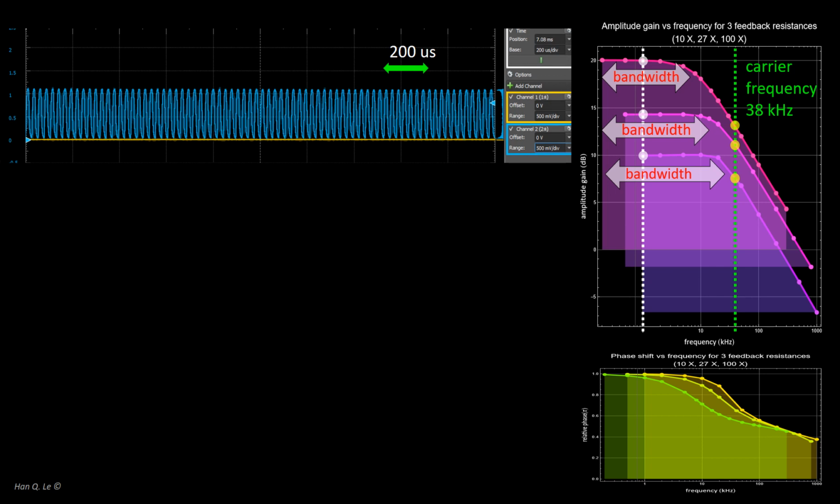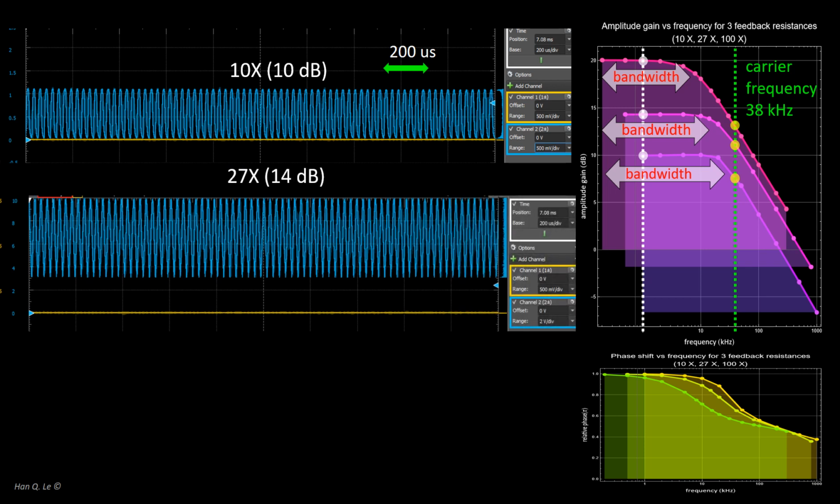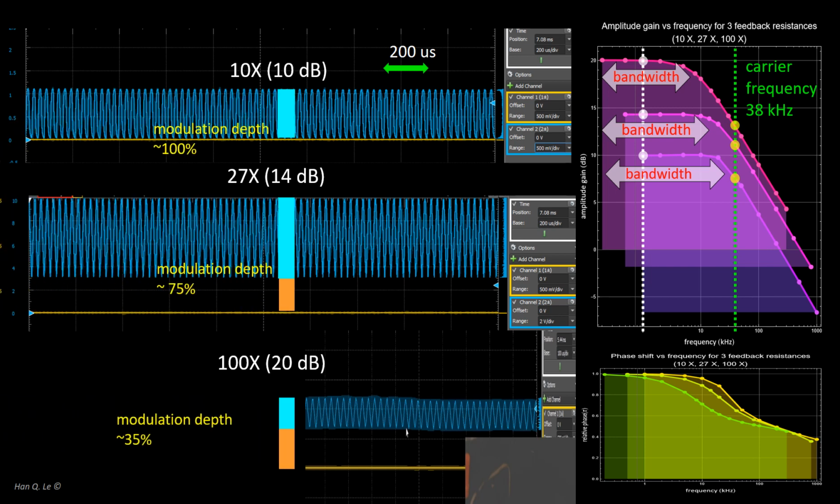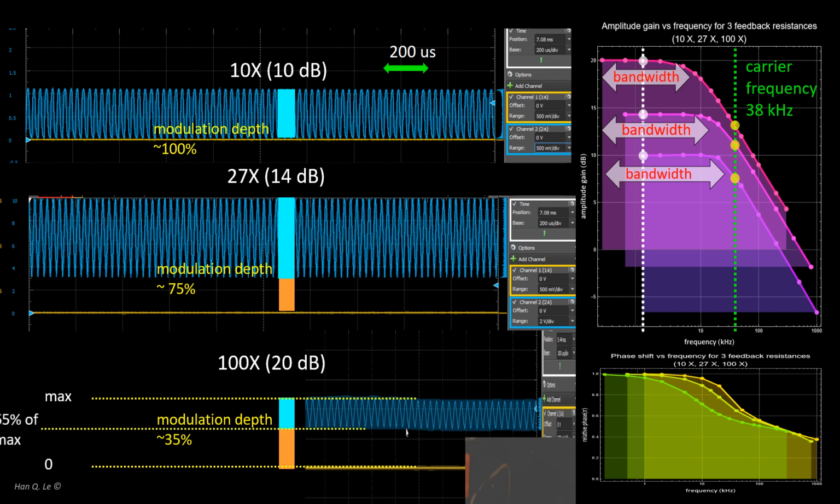Here are the carrier modulation signals for 10 dB gain, 14 dB gain, and 20 dB gain. A most obvious difference between them is the carrier modulation depth. The 10 dB signal amplitude swings between maximum and zero, which means the modulation depth is roughly 100%, but this becomes only 75% or so at 14 dB, and decreases to just around 35% for 20 dB. It means that at 20 dB gain, the modulated signal doesn't go up and down between a maximum amplitude and zero, but only from the maximum to about 65% or so of the maximum.